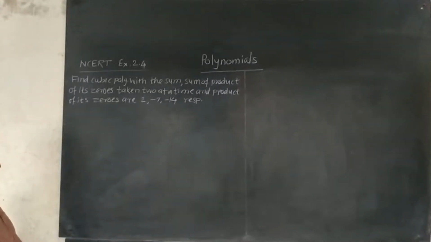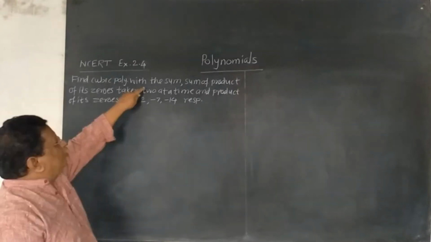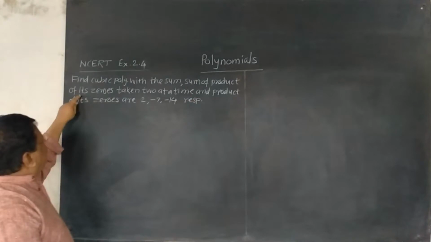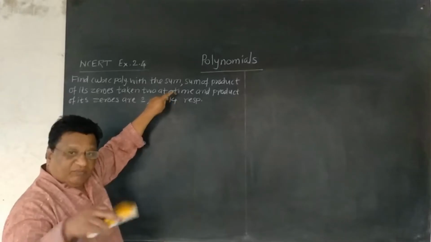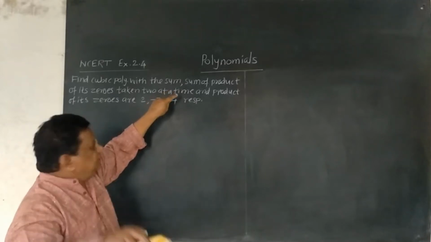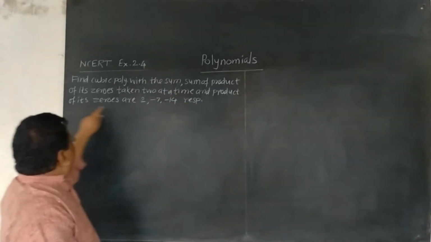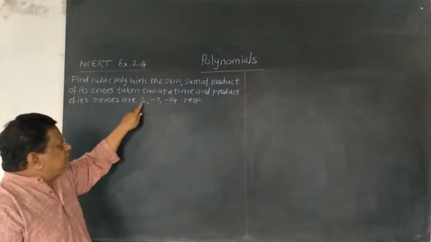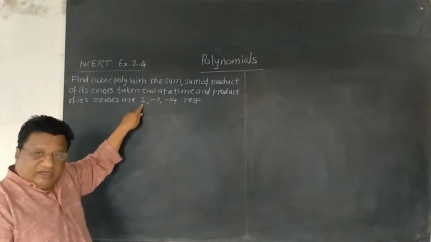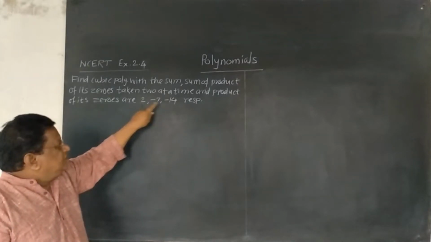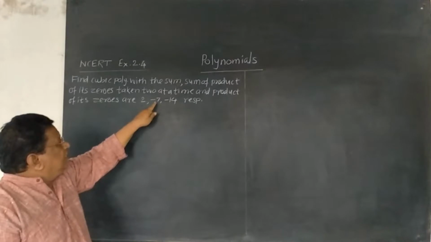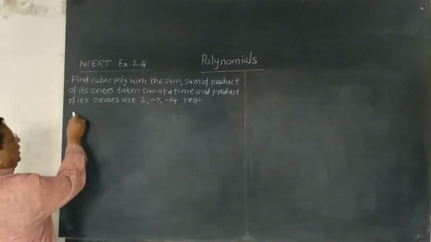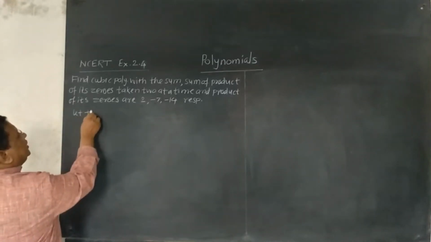Next example. Find the cubic polynomial with the sum of its zeros, alpha plus beta plus gamma, the sum of the product of its zeros taken 2 at a time, alpha beta plus beta gamma plus gamma alpha, and the product of its zeros, alpha into beta into gamma, given. This is the sum of zeros, this is the product of zeros, and this is the sum of product of its zeros taken 2 at a time.